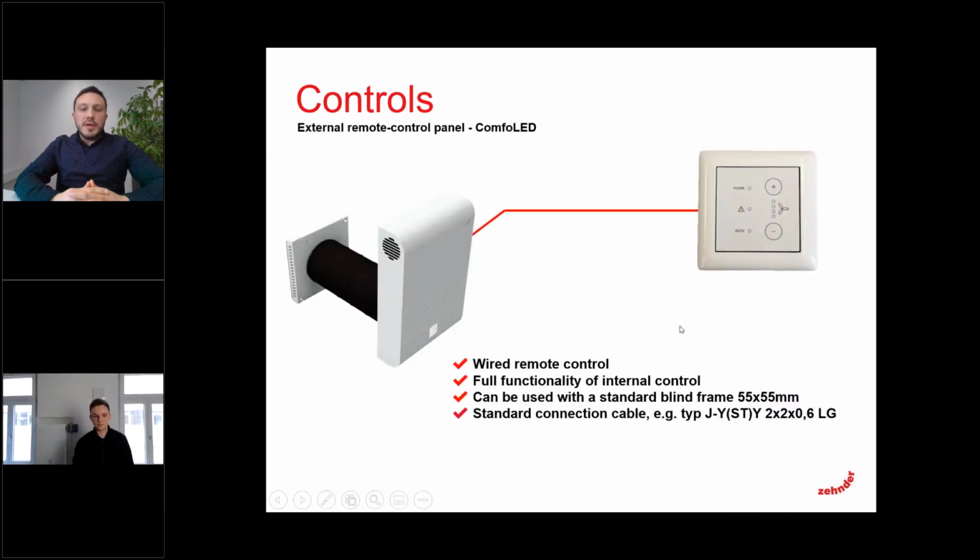But you also have a convenient external remote control panel, Comfort LED, that you can place very conveniently together or close to your normal light switch. It is a wired remote control, but you basically have on this remote control panel the same functions as described in the slide before. It can be used with a standard blind frame of 55 times 55 millimeter, and it can be connected with a standard connection cable, for example, the model that you see in this slide.